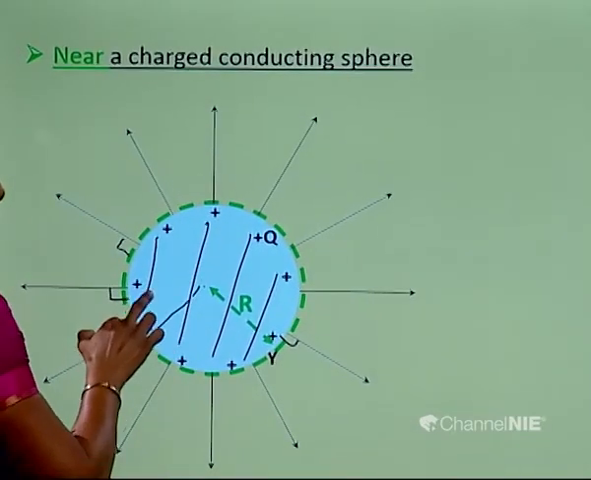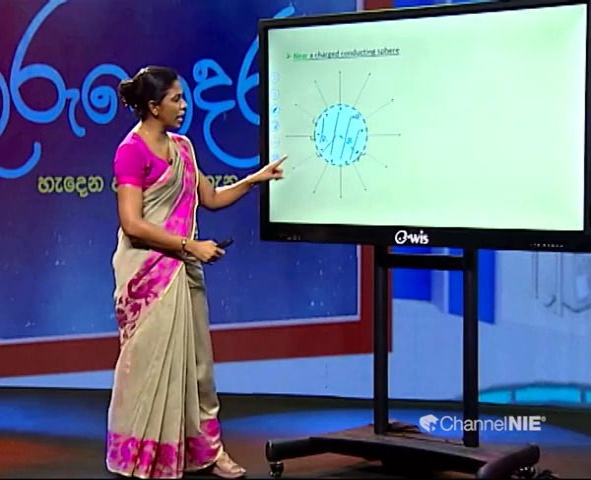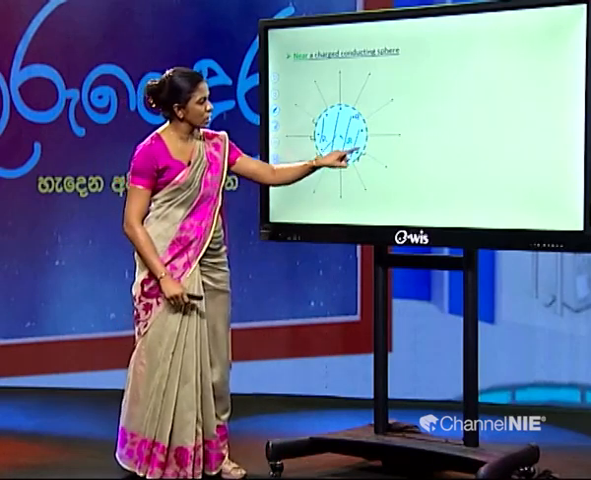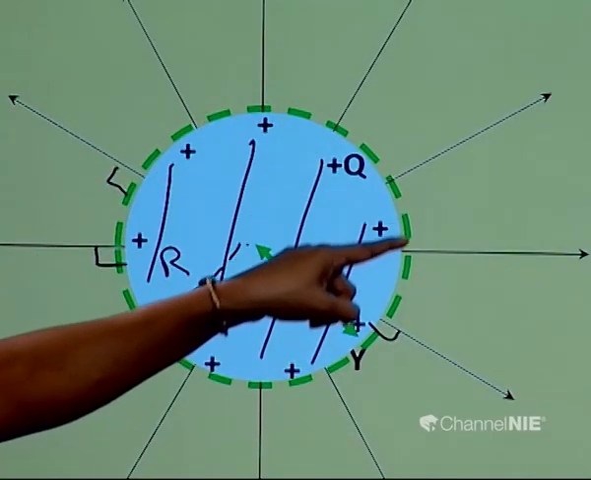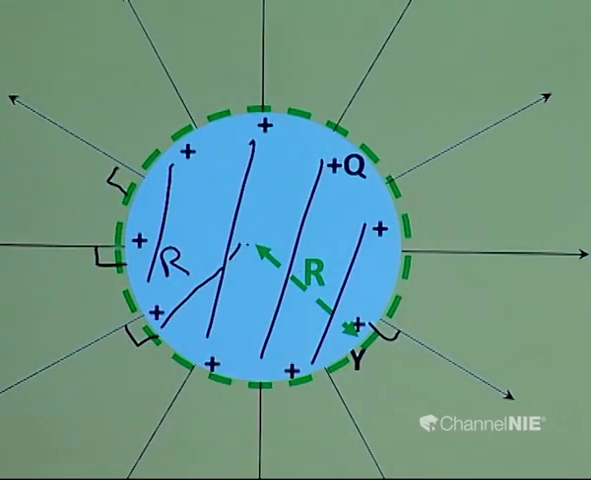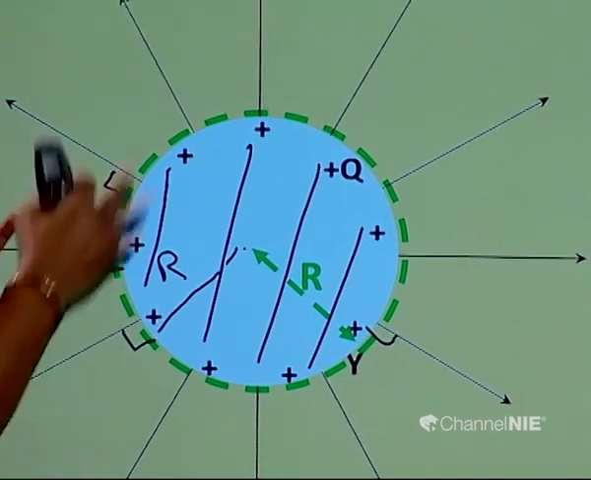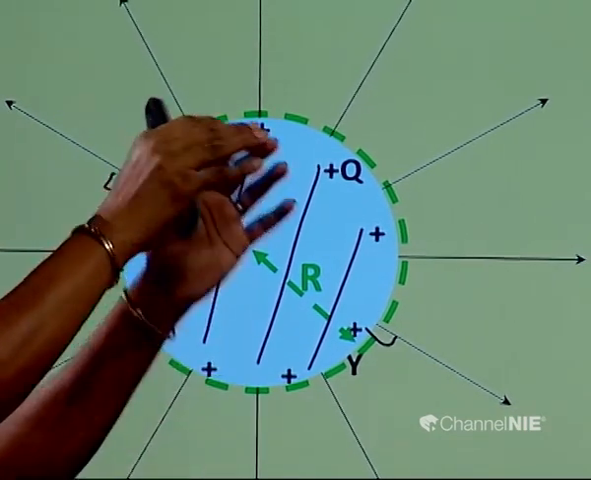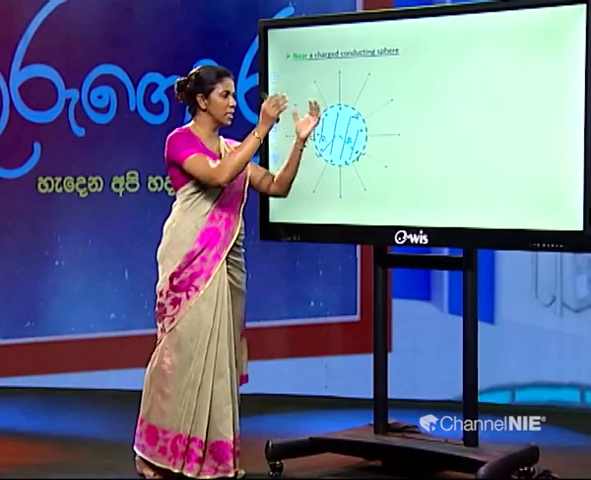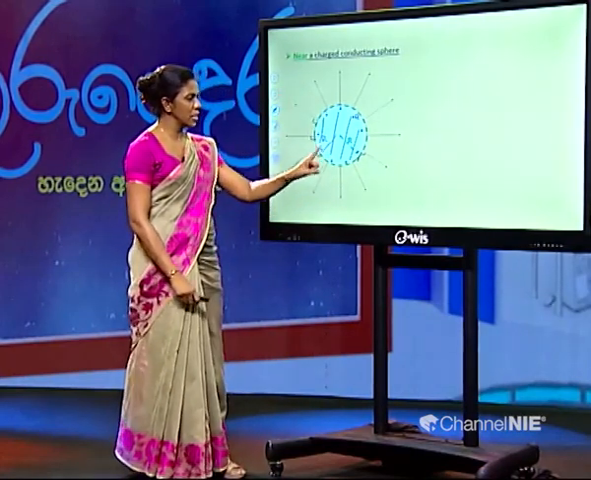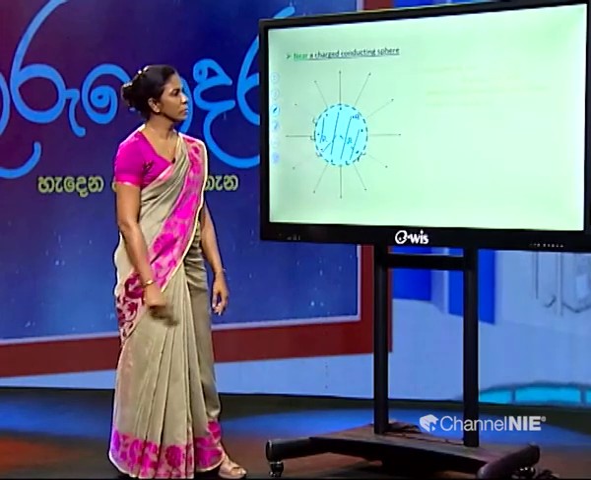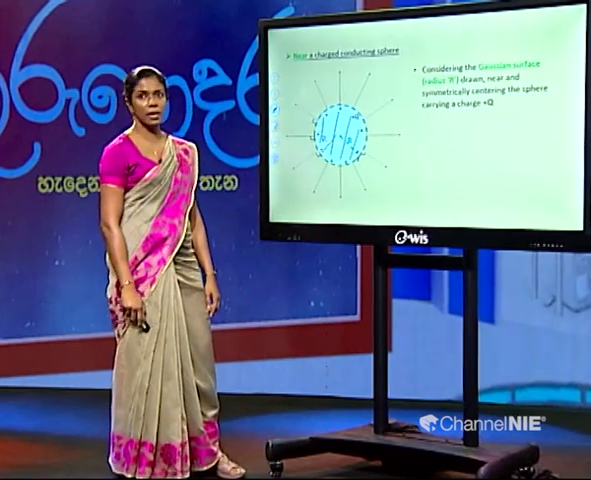So, if I choose the same distance r, at any point along the Gaussian surface we have drawn, at any point the field intensity must be the same. So, I have once again chosen, centering the charged conducting sphere in the 3D space, a spherical Gaussian surface along which field intensity is the same. So, my Gaussian surface is once again a sphere.